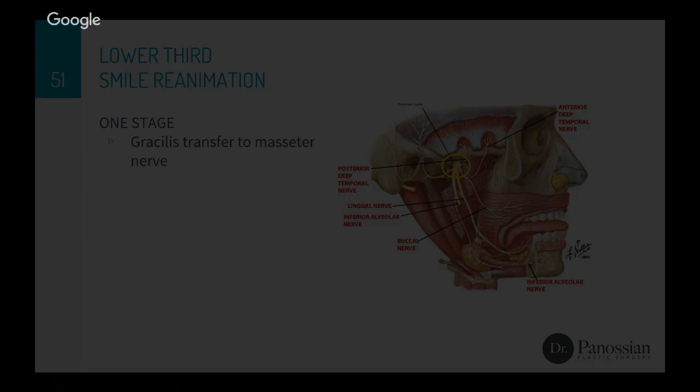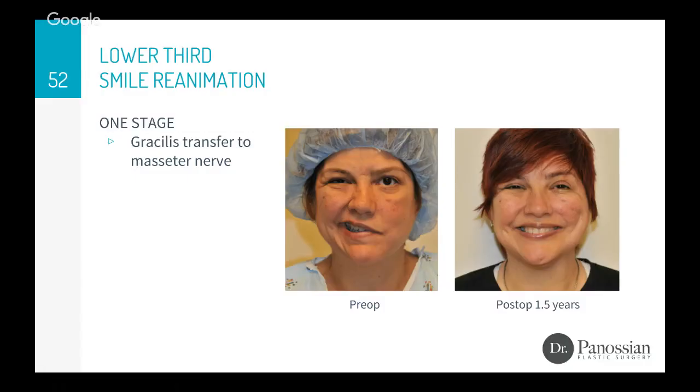And this is what a gracilis nerve might look like to the masseter nerve, and it does require clenching of the teeth to get movement. But as you can see, this is a fairly good result. We get a secondary mid-face lift here, which is an interesting finding.